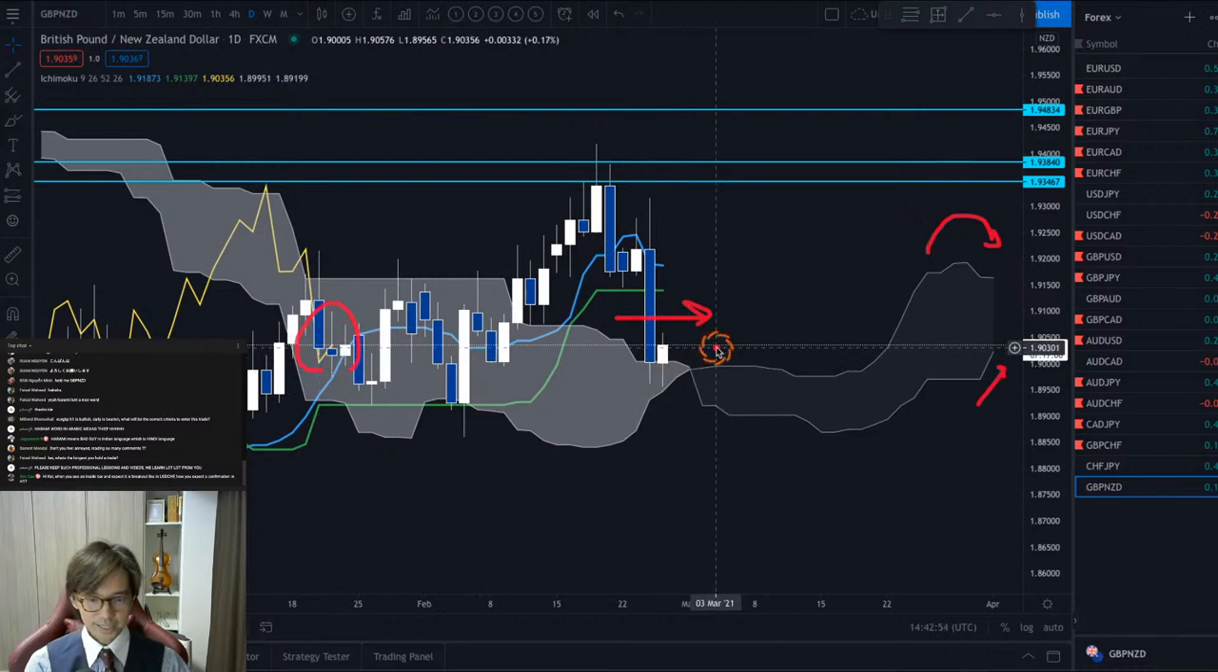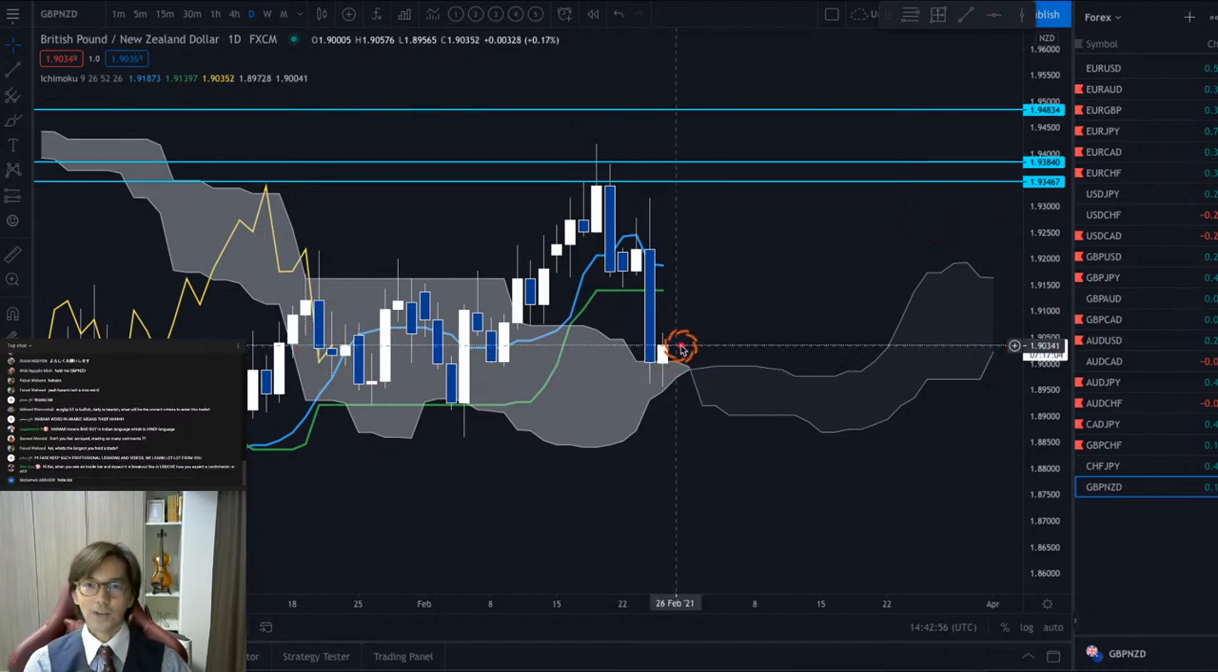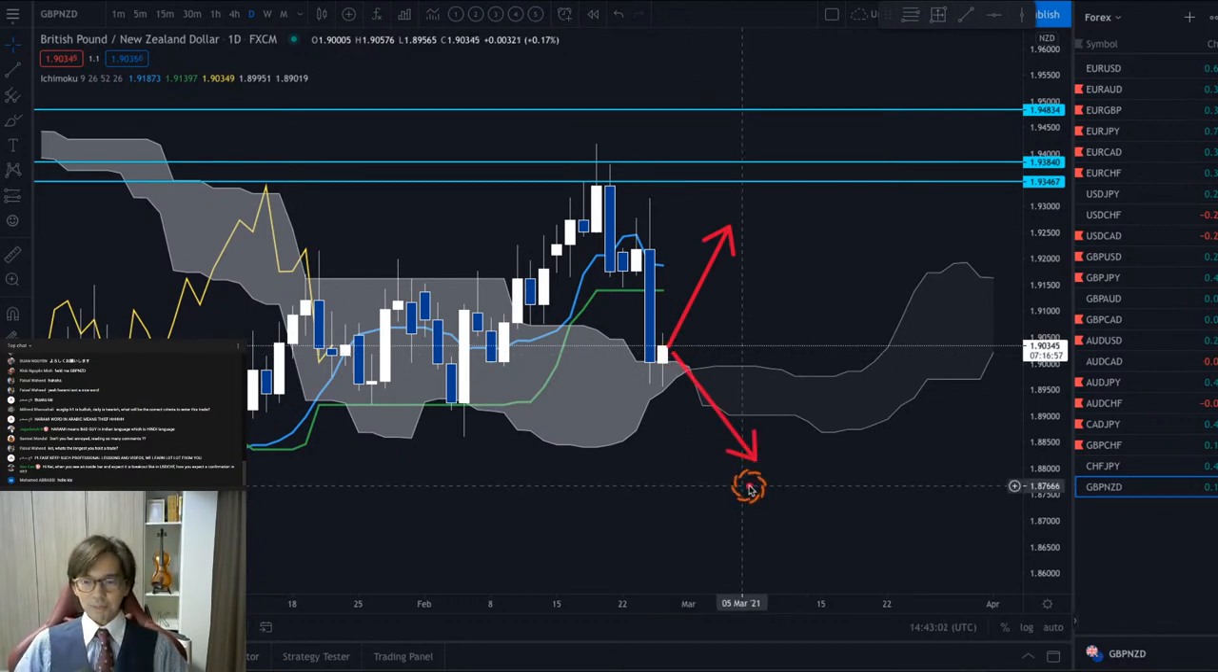So this is the range. So we don't know which way it's going. It might go up and it might go down. We don't know which way it's going. So simply, I avoid taking trades.